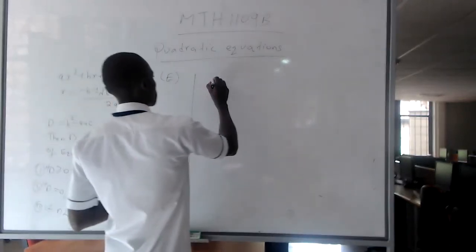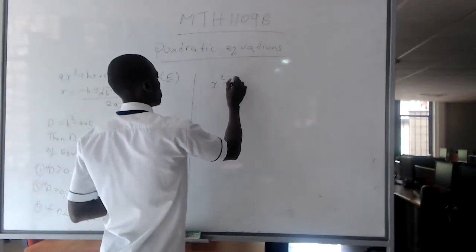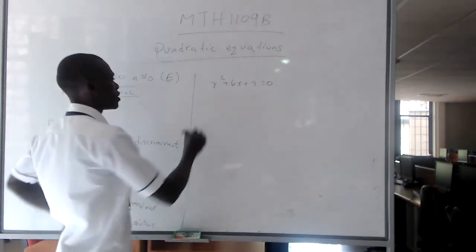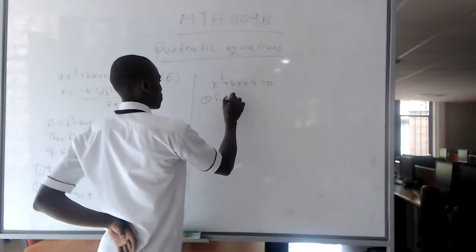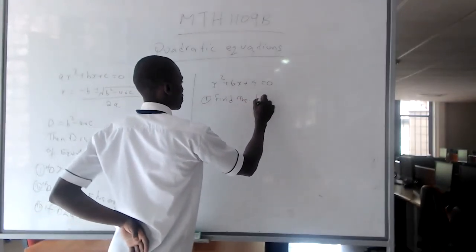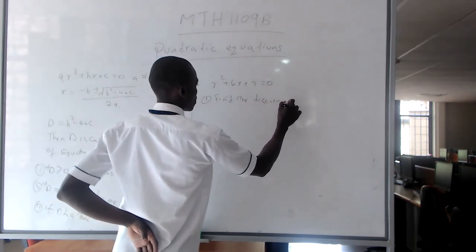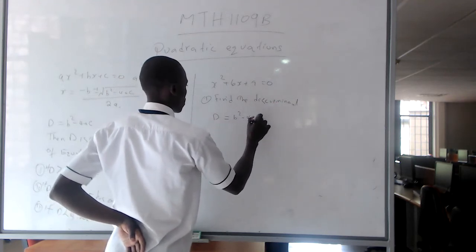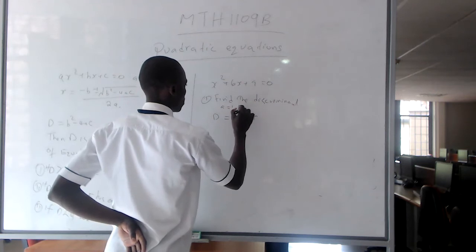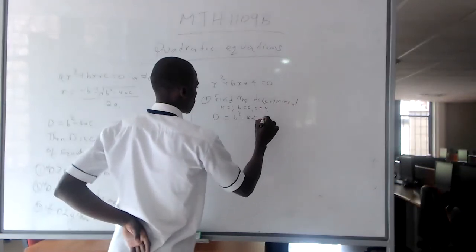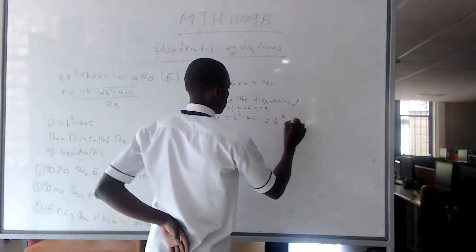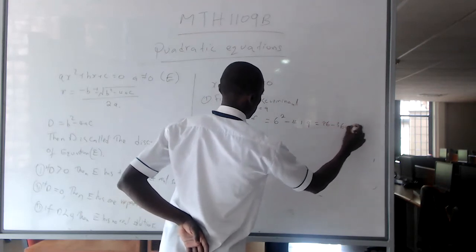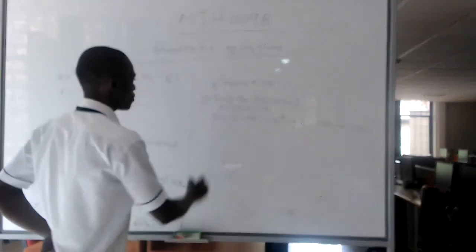So example, suppose you have x squared plus 6x plus 9 is 0. Find the discriminant of this. So part A, find the discriminant. We define D as b squared minus 4ac. In this case, a is 1, b is 6, c is 9. So the discriminant will be 6 squared minus 4 times 1 times 9, which is 36 minus 36, and that is 0.